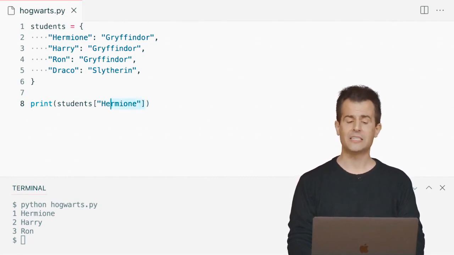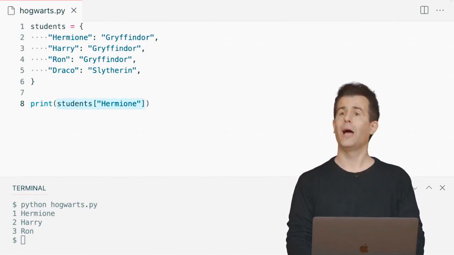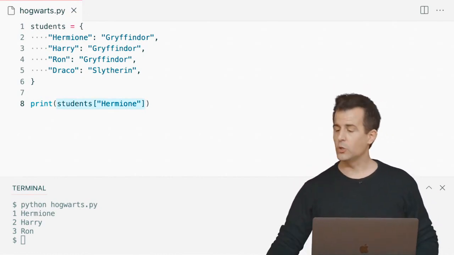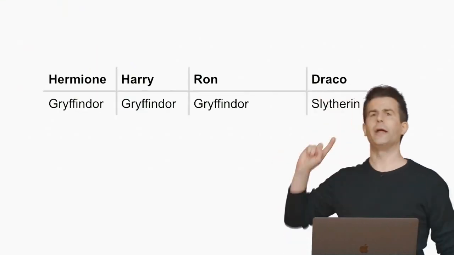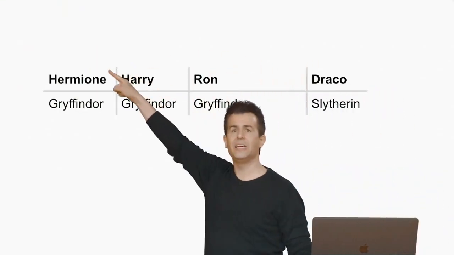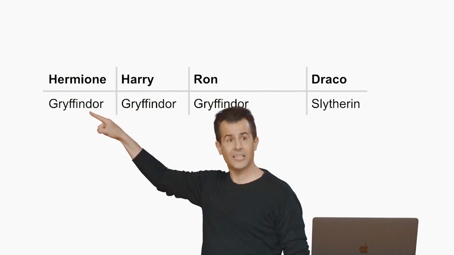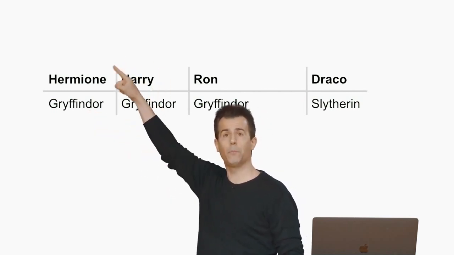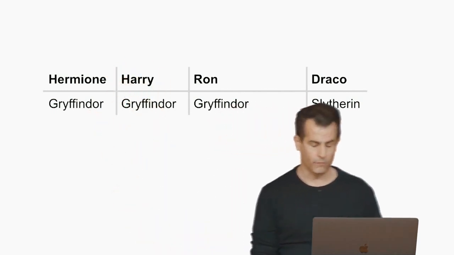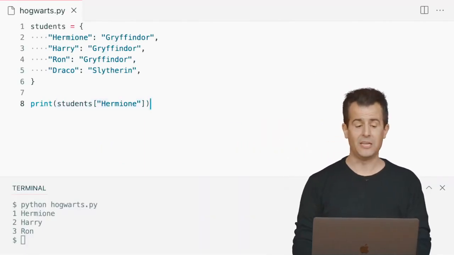And what this syntax here will do, notice it's not a number 0 or 1 or 2. It's literally Hermione's name. This is like going to the chart earlier and saying, all right, give me Hermione is my key, Gryffindor is the value. That's what we're doing here syntactically. We're looking up Hermione and getting the value thereof. So if I go back to my code, that should print out Gryffindor.